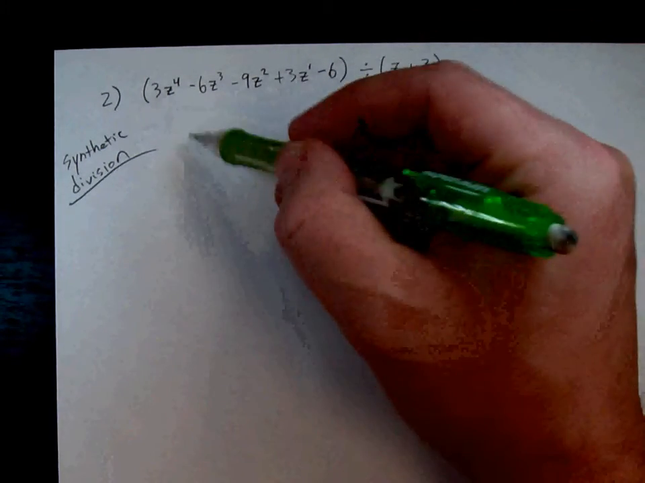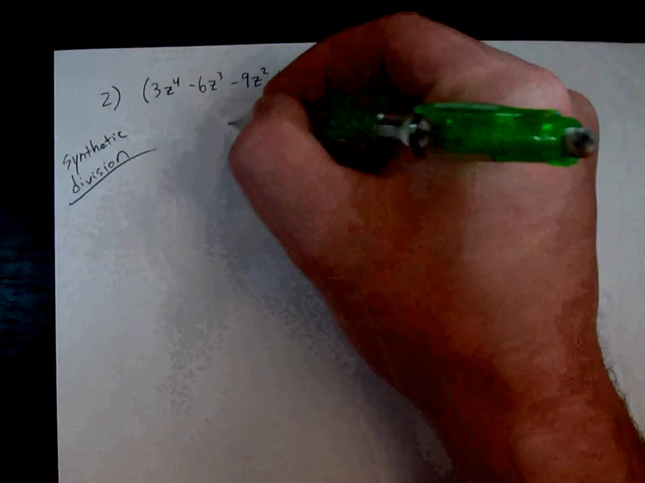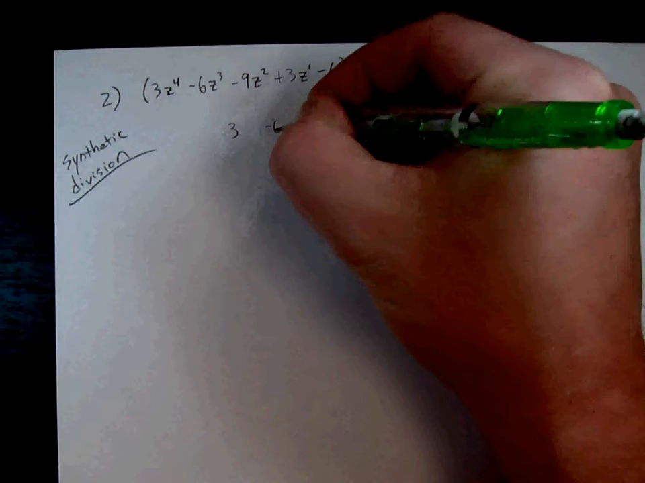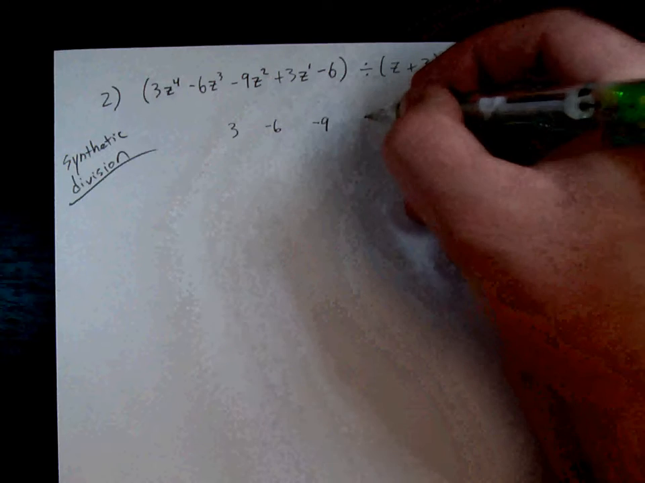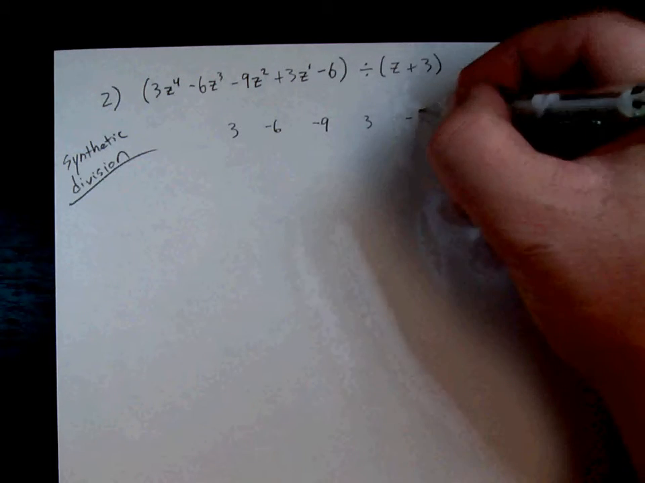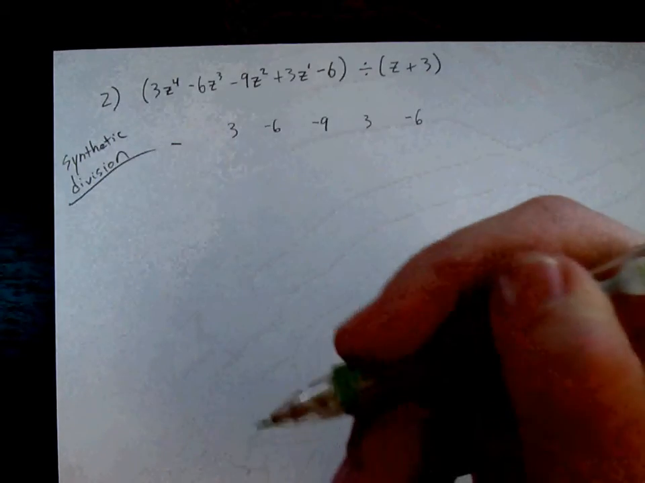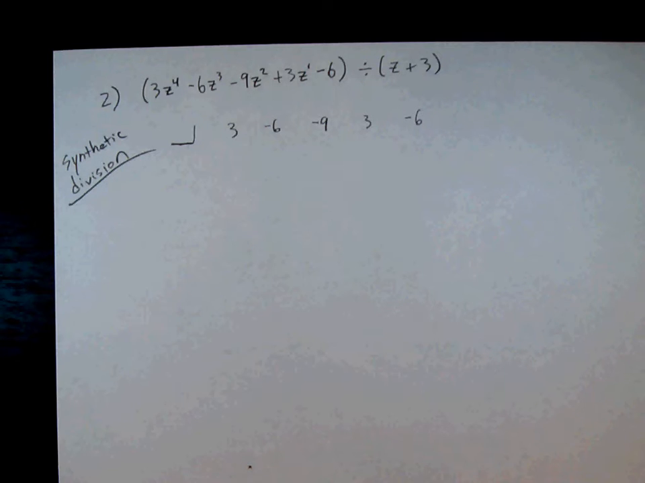Then here's what you're going to do. We're going to leave a little space out front, but then I'm going to just list those coefficients in order. Leave some room in between them. Go to 3. My next coefficient was a negative 6. My next one was a negative 9. Make sure you get the signs with them. Next one was a positive 3, and the last one was a negative 6. Out in front, because remember I said leave a little bit of space in front, I'm going to make a little half box.